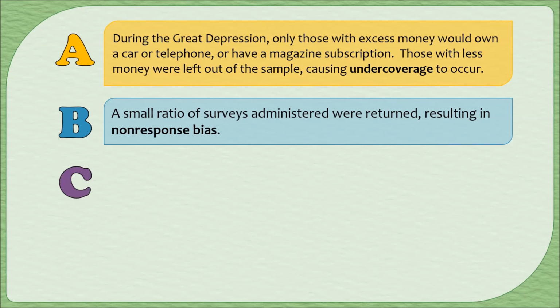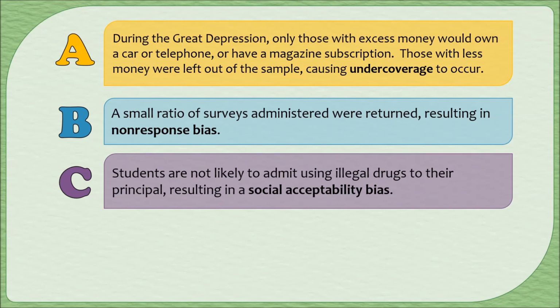In Example C, a principal was asking students, hey, do you do illegal drugs? And of course people said no. So students are not likely to admit using illegal drugs to their principal because that's not such a great thing to be doing or admitting to doing. So this is a social acceptability bias. The taboo prevented folks from responding honestly.